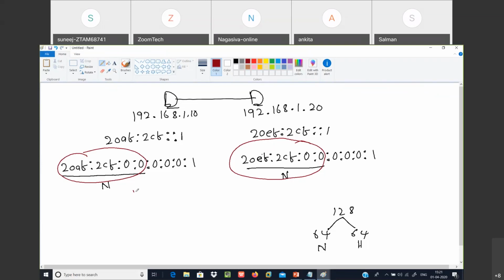Now both are in different networks, but still you want to communicate. How is it possible? Perfect. Even for IPv4 different network communication and IPv6 different network communication, they can communicate via a device called a router. The router is a device which enables communication between two or more different logical IPv4 and IPv6 networks.